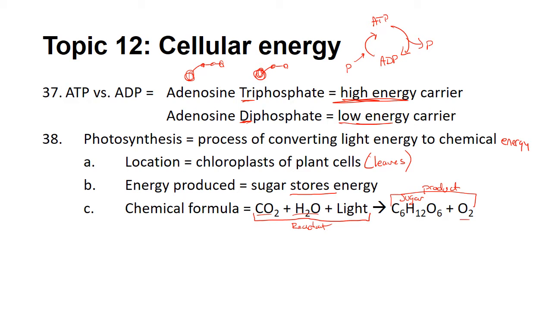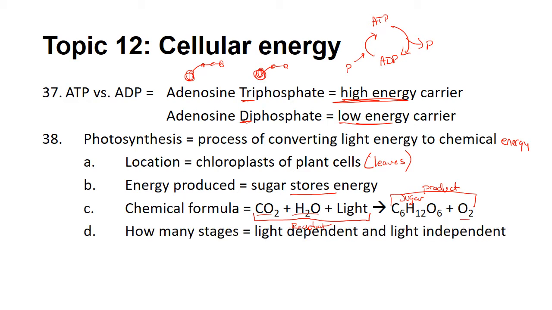Okay, good question. Part D says, how many stages are there? The answer is there are 2 stages: light-dependent and light-independent. Let me break this down for you. We'll do the first one first. Light-dependent reactions, of course, depend on the sun, or depend on light of some kind.